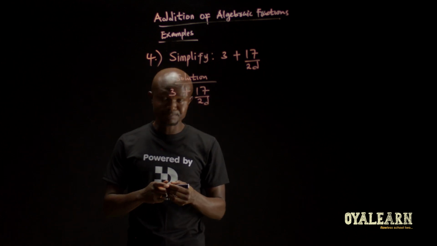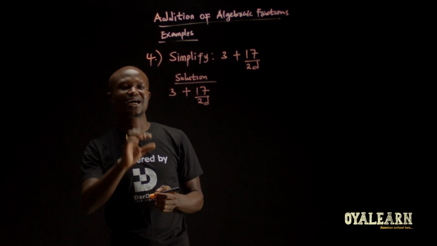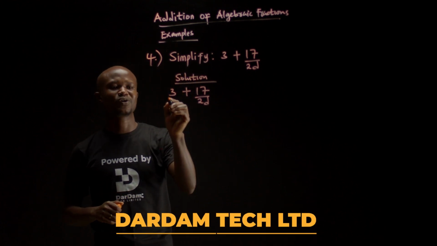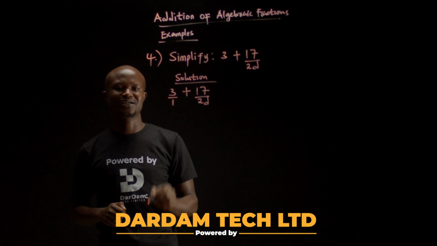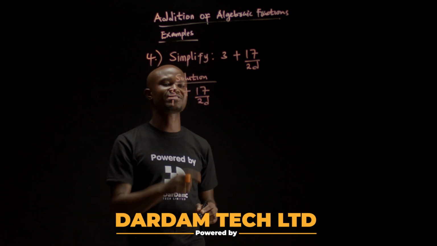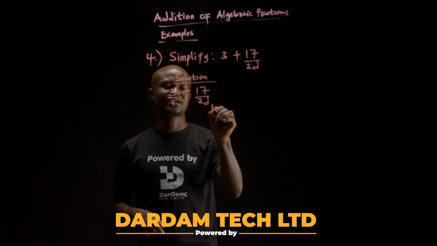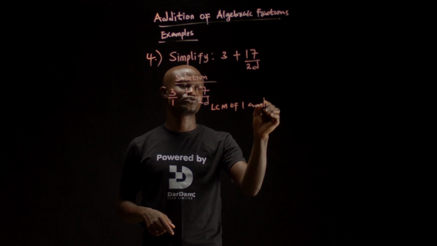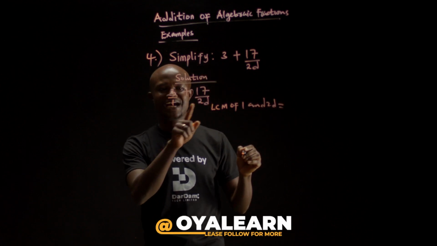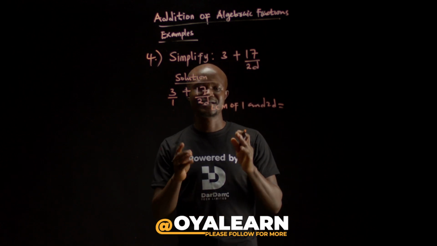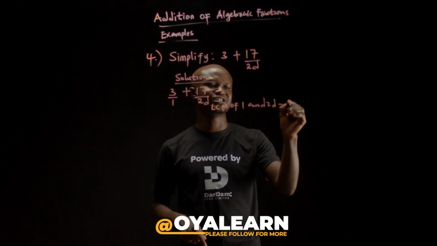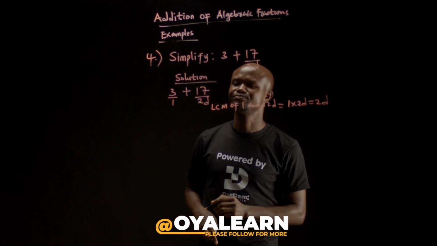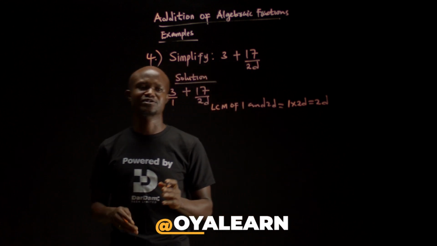Now looking at this problem, we have 3 here. We can transform 3 in the form of a fraction, and we can write this as what? 3 over 1. Now, what is the LCM of the denominators, the LCM of 1 and 2d? Since we have 1 here and 2d here, automatically the LCM of 1 and 2d will give us 1 times 2d, and that is 2d. That is the LCM of the denominators.